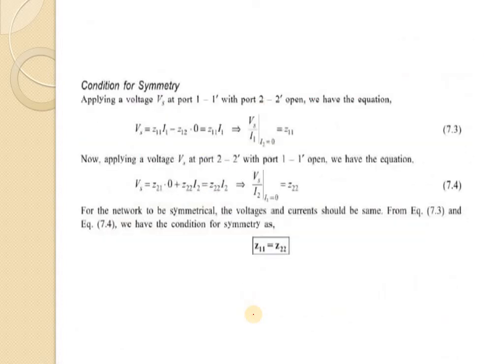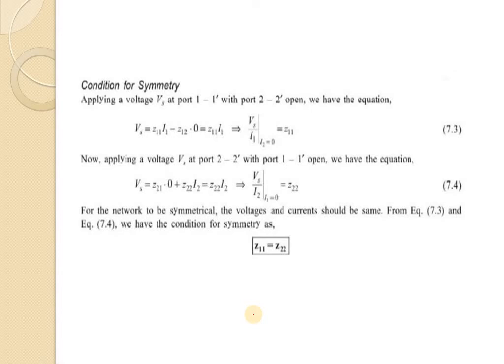Now we will do the condition for symmetry of Z parameters. Applying a voltage Vs at port 1 dash, that means the input port, with port 2 dash now open, we have the equation Vs equals Z11 I1 minus Z12 into 0, because in that case our output port is open circuited. That means current cannot flow through this path, so current is 0.